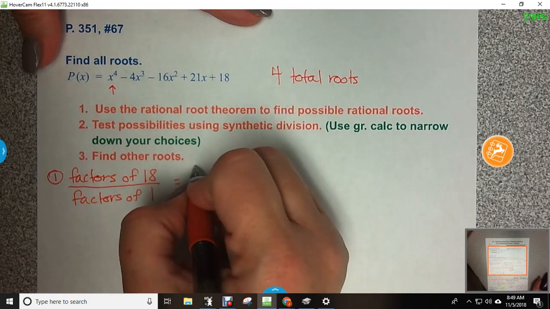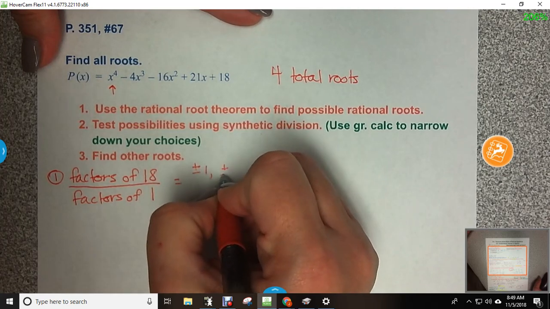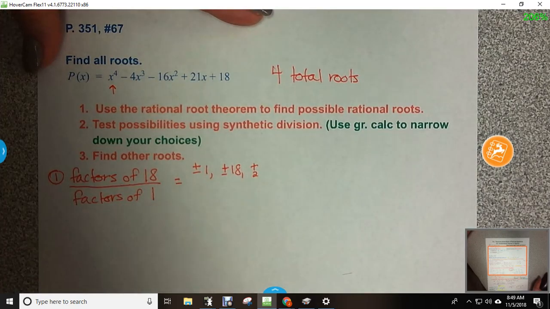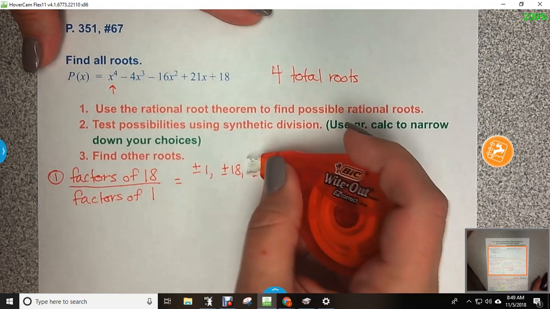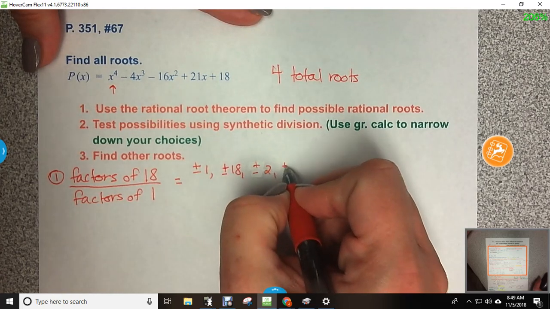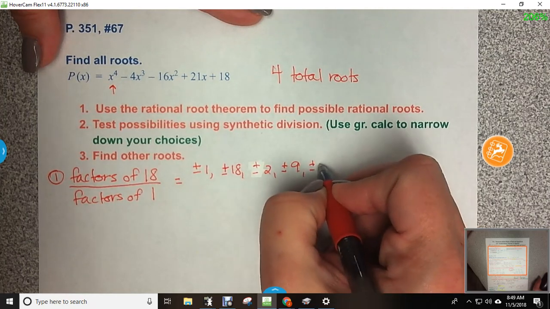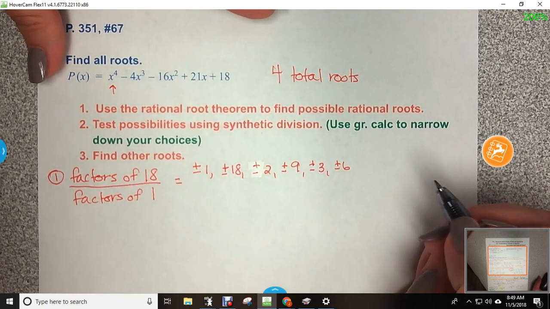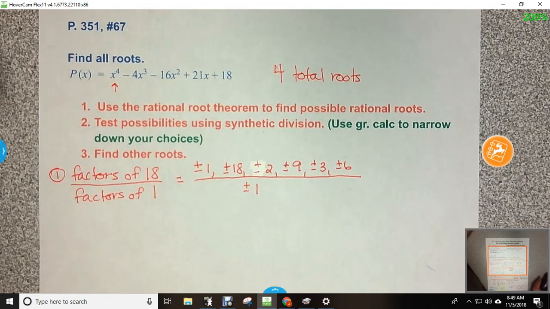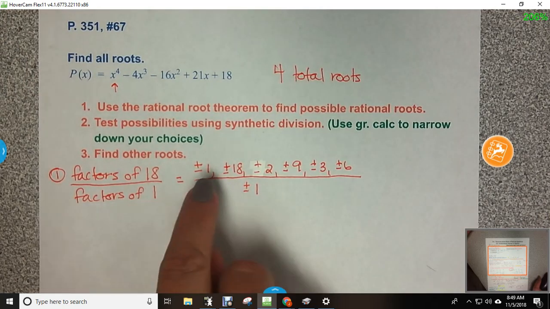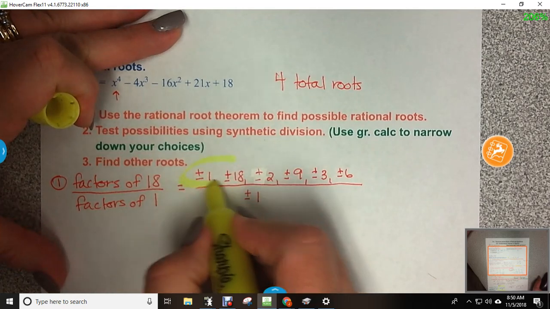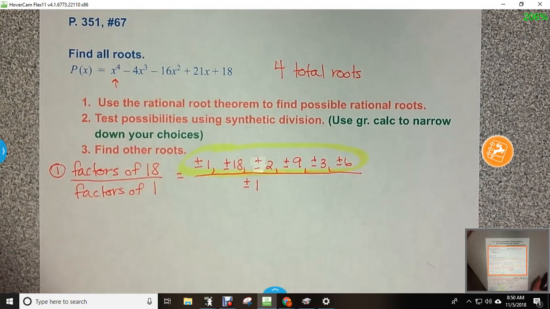So the factors of 18, that's going to be plus or minus 1 and plus or minus 18 plus or minus 2. Let me fix that, I got ahead of myself. Alright, so plus or minus 2 and plus or minus 9. You've also got plus or minus 3 and plus or minus 6. Your factors of 1 are simply plus or minus 1. So your rational roots, if I take each of the ones on top, put it over the one that's on the bottom, this is what I'm going to get for my possible rational roots.